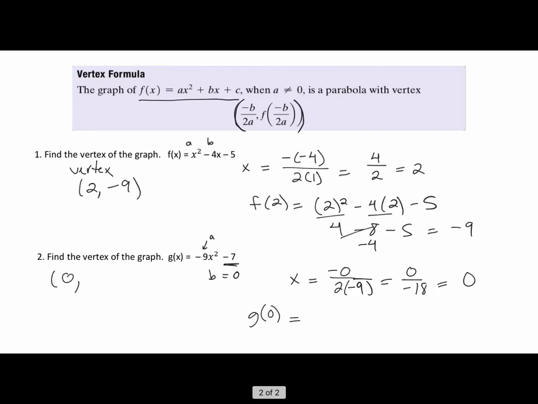And then we evaluate the function at 0 to see what y is for that vertex. So 0 minus 7 is negative 7. That completes the vertex for that function.